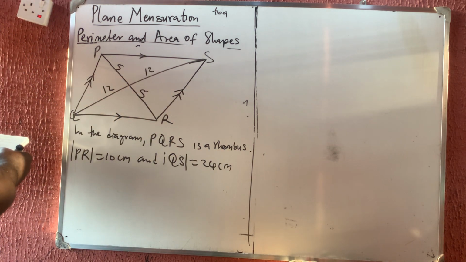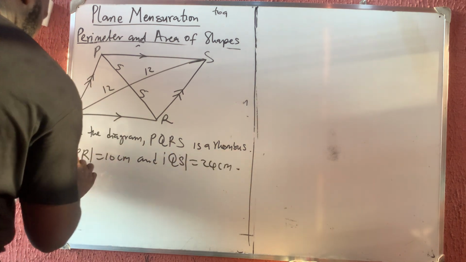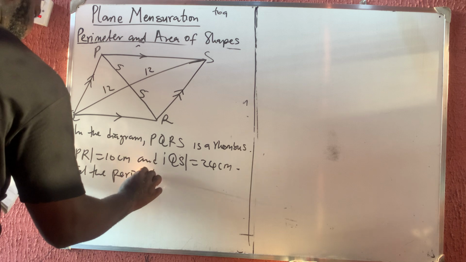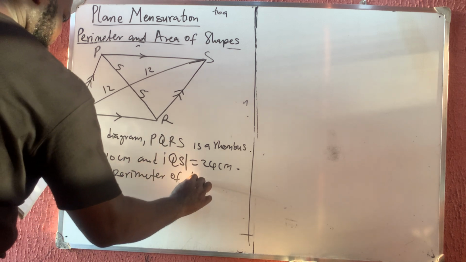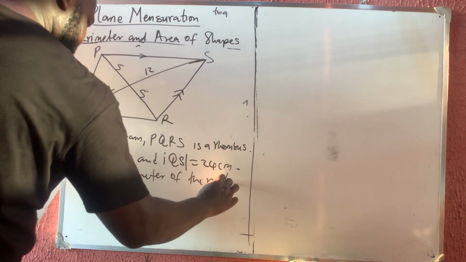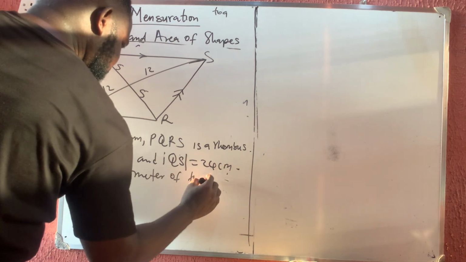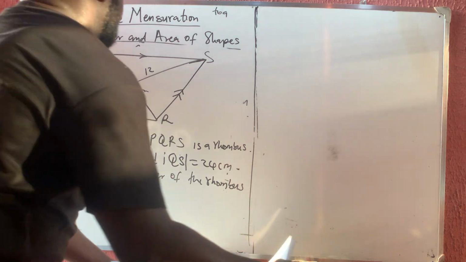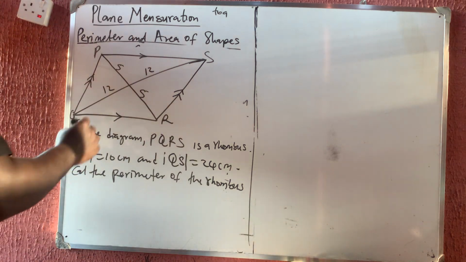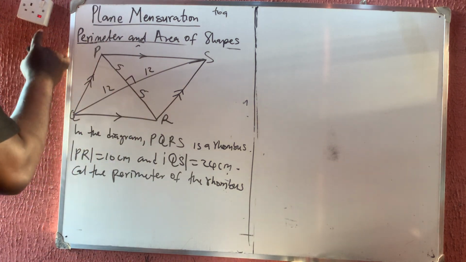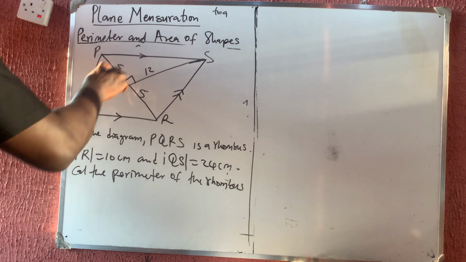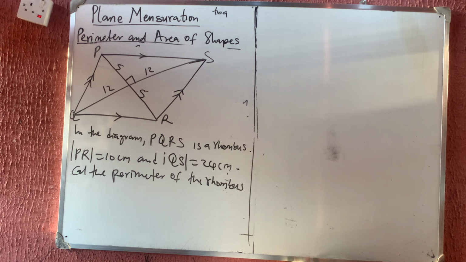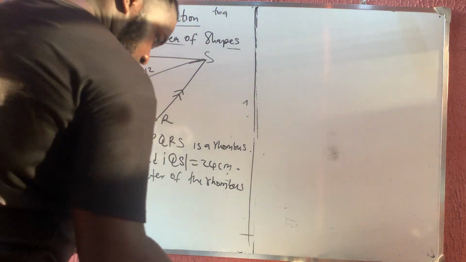So what do we have now? They now say we should calculate the perimeter of the rhombus. Now we need one of the sides. Don't forget that here is 90. Wherever they intersect is 90. So let us get this side. If we can get this side, then we are good to go. We now add it up, then we are done.